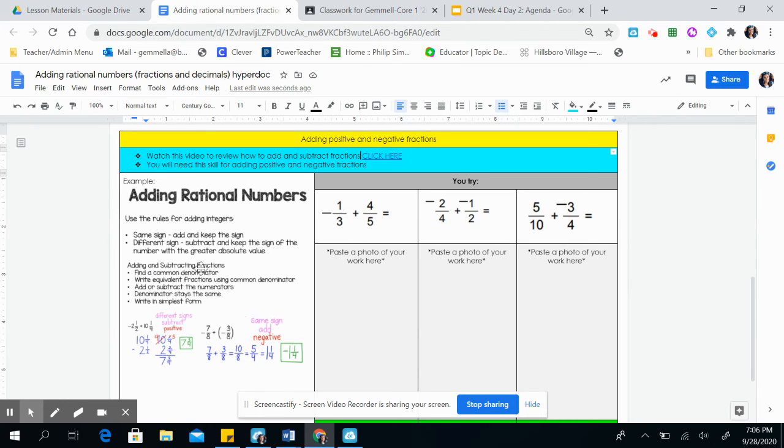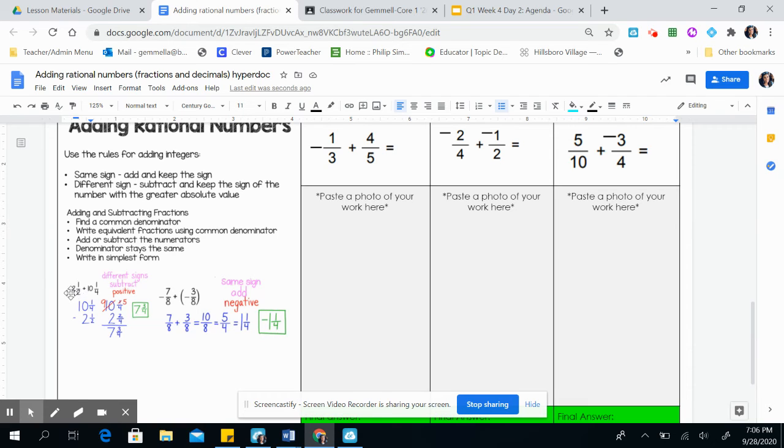Remember, you must have a common denominator. You cannot add and subtract fractions that have different denominators. Okay, the denominator is the number on the bottom of the fraction. You're going to write equivalent fractions using a common denominator. Add or subtract the numerators. The denominator is going to stay the same, then write it in simplest form. So we have an example here with a mixed number, and then we have examples here with just regular fractions. I'm going to zoom in to explain these.